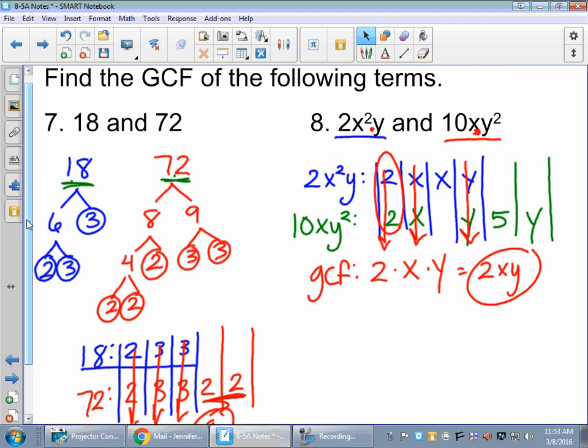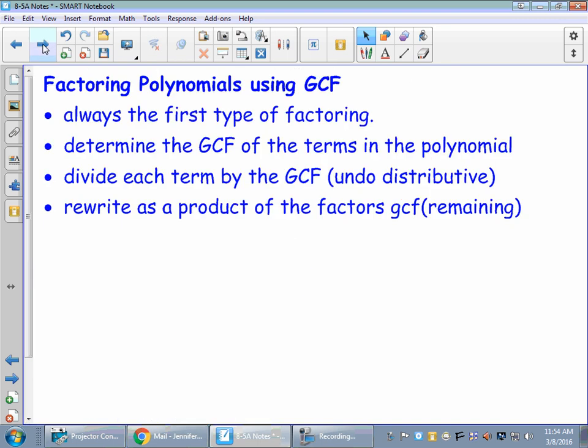All right, so let's take all of that concept and we're going to use greatest common factor to break apart polynomials. So what we're going to have is something that was distributed, and we want to now undistribute that number. So it's always the first type of factoring when you have a polynomial. These polynomials are just like numbers, so we're going to keep some of that same concept of factoring a number, writing it as a product, all of that stuff we just talked about.